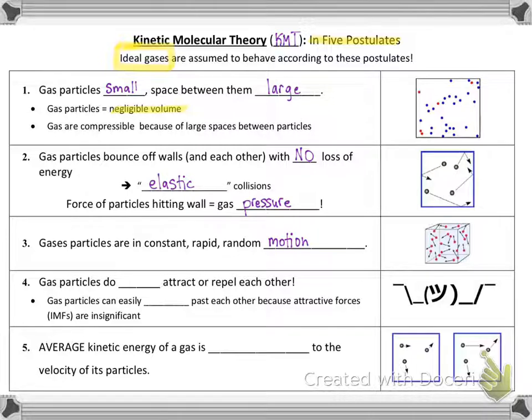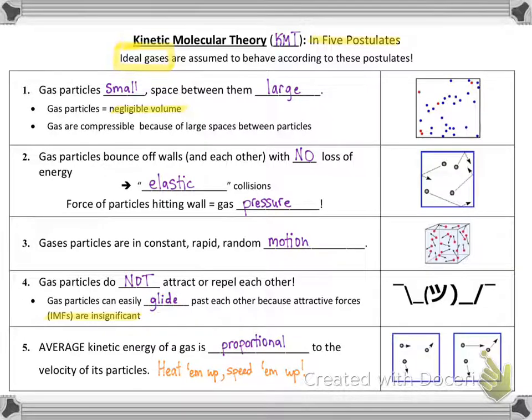Also, gas particles do not attract or repel each other. This means you may be delighted to know that we are assuming that gas particles have insignificant or basically negligible intermolecular forces. So they can easily glide past each other. Basically, this is because they're moving so quickly, they're already past each other before they would have even noticed that they were attracted. All right, last one, and we've talked about this. The average kinetic energy of a gas is proportional to the velocity of its particles. This is that whole heat 'em up, speed 'em up, all over again.